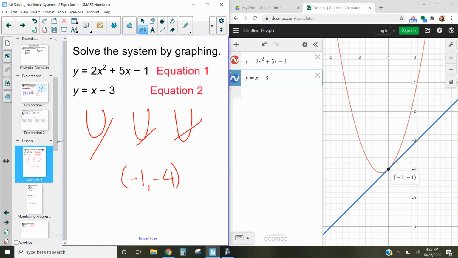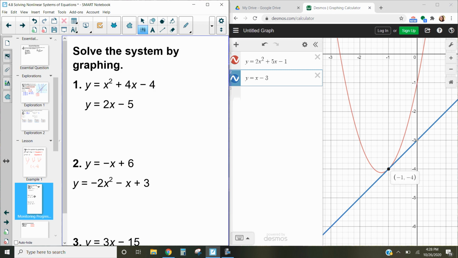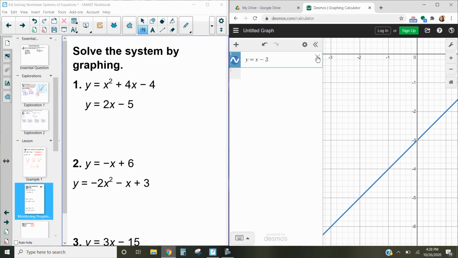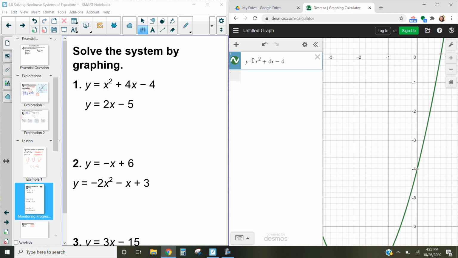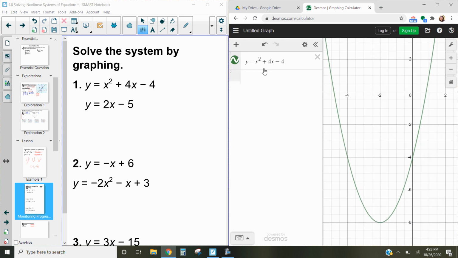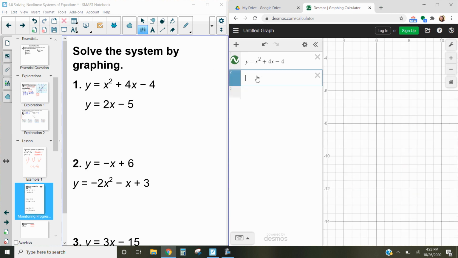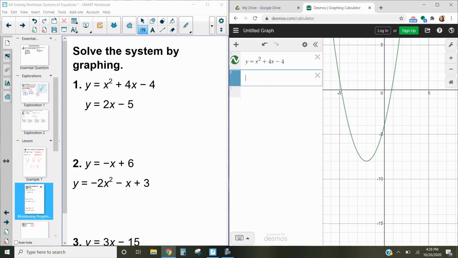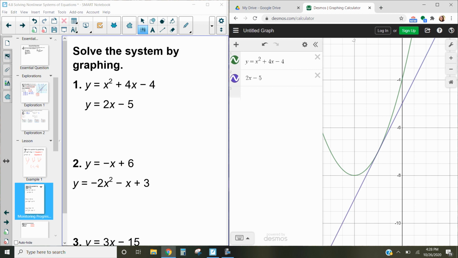Now we can do that exact same thing again and again just by graphing in Desmos. So I'm going to do 3 more examples here just so that we can see what to do again. So remember, we're going to type these in. So y equals x squared plus 4x minus 4 puts us over here. Fantastic. And then our next one is 2x minus 5. And boom, we can see that this one also only has one solution, and that is at -1, -7.